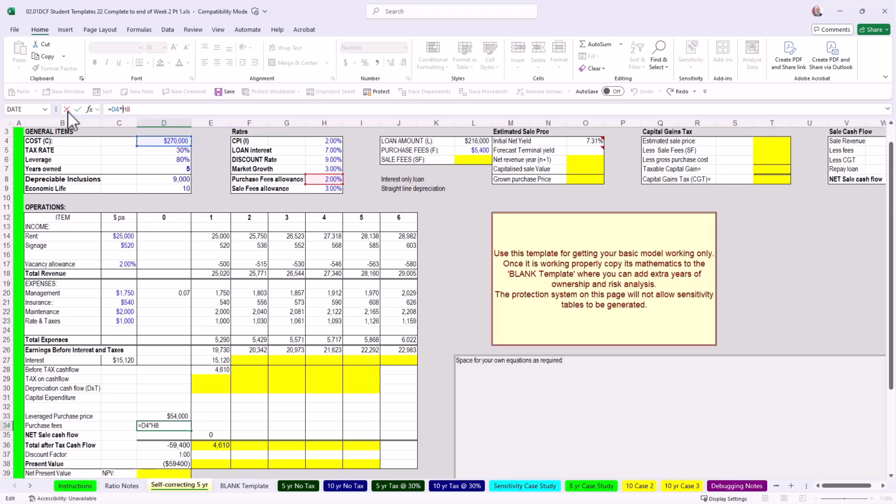Interest cost, we've calculated here, is 15,120. Because we were dealing with an interest-only loan, the interest cost doesn't change year to year, so I can simply import the interest cost from the previous year, fill that across, that's all done. Likewise, the before tax cash flows can be sent across.